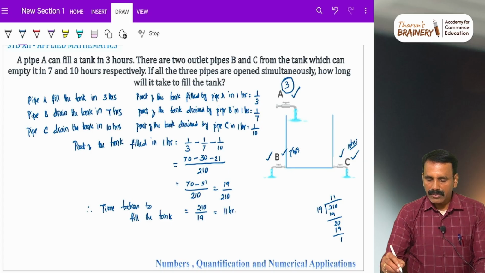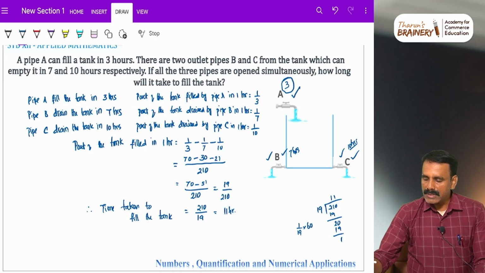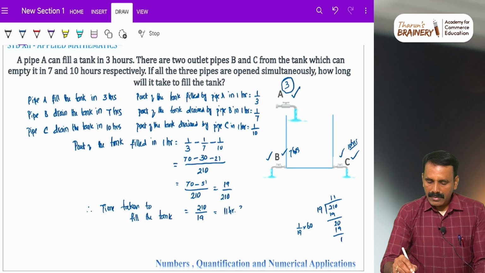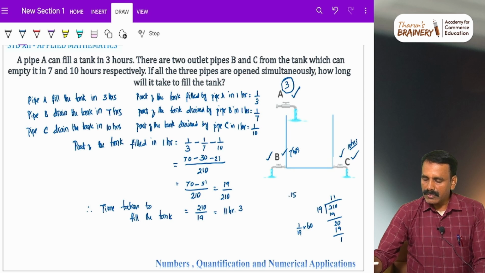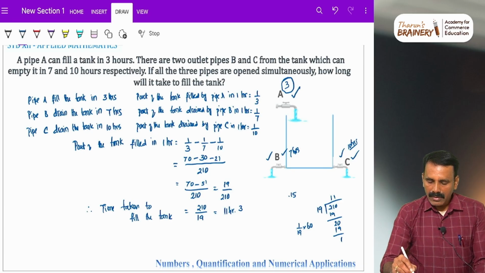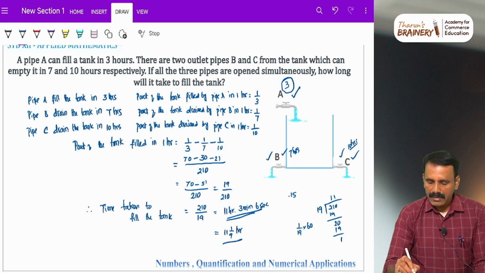11 hours. Okay, we convert this 1/19 into minutes. So, 60 divided by 19 will be 3.15 we are getting. We convert that 0.15 also to seconds. 11 hours, 3 minutes and 9 seconds it takes. Or in other words, you can write simply 11 1/19 hours. This is the final answer.